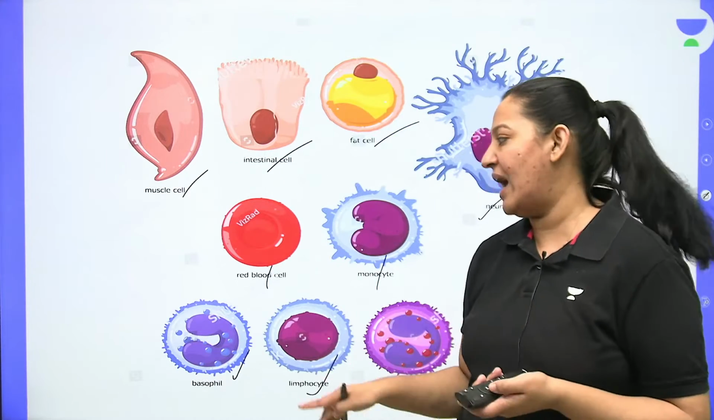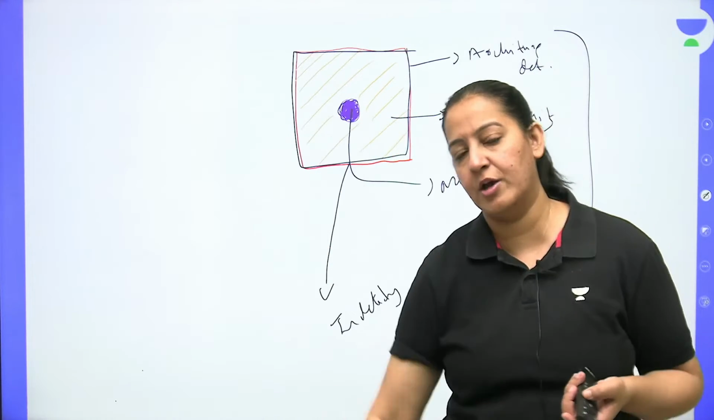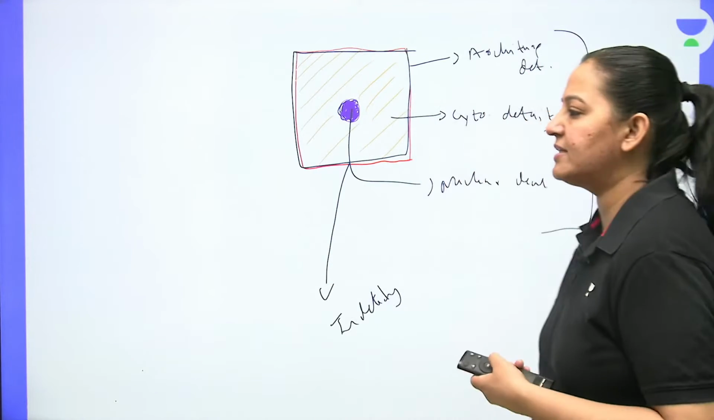Give me a thumbs up. For identification of a cell, we require three things: architectural detail, cytoplasmic detail, nuclear detail. Give me a thumbs up on this point. So these are the basics you must know.